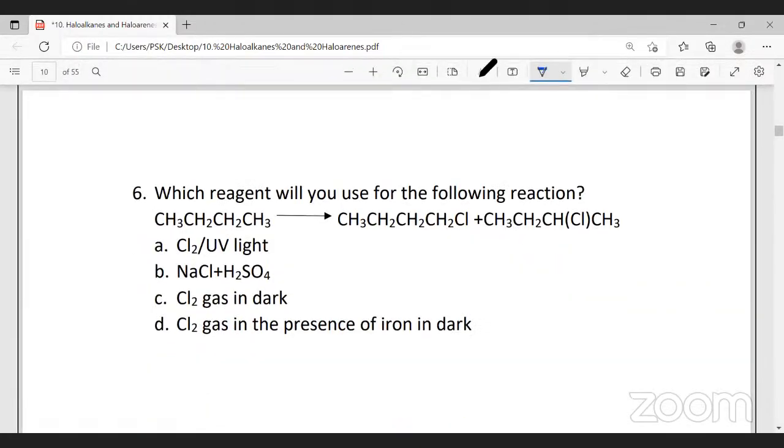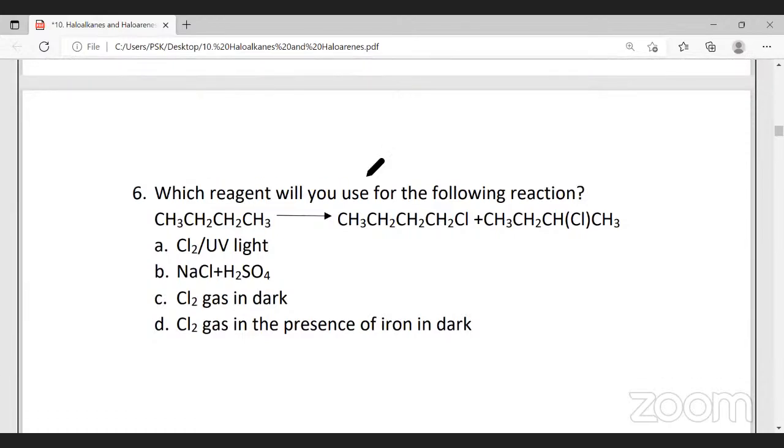Yes, sir. The next one. Which reagent will you use for the following reaction? Tell me: chlorine with UV light, NaCl with sulfuric acid, chlorine gas in dark, or chlorine gas in the presence of iron in dark. It's a simple question. It's a substitution reaction. You can see here also you get chlorides. For substitution reaction, we will use chlorine gas in the presence of sunlight. So the answer will be option A.